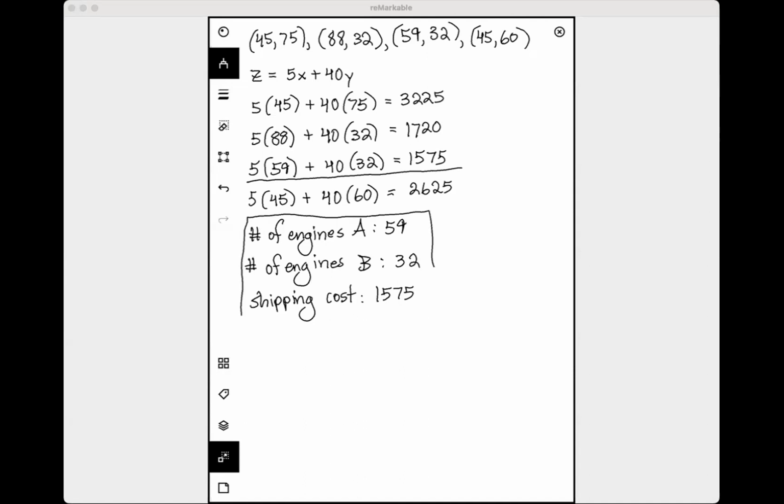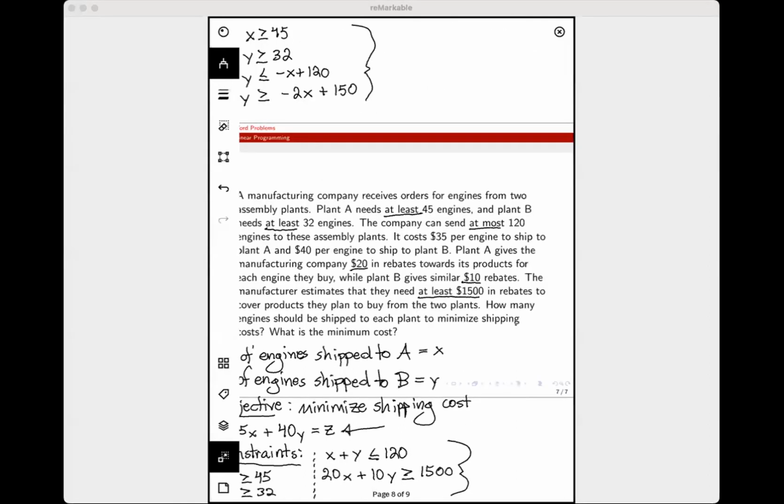Let's look back at the problem and see if we missed anything. But I think that's all they asked for. They just asked what is the minimum shipping cost, and how many engines should be shipped. So we have answered that question. Okay, so they shouldn't get any worse than this, right?